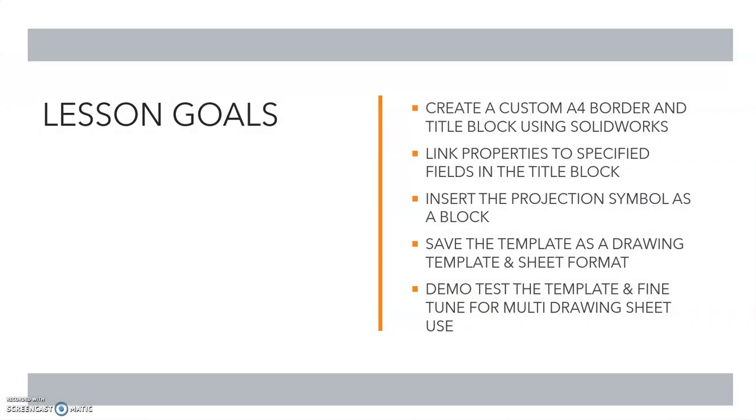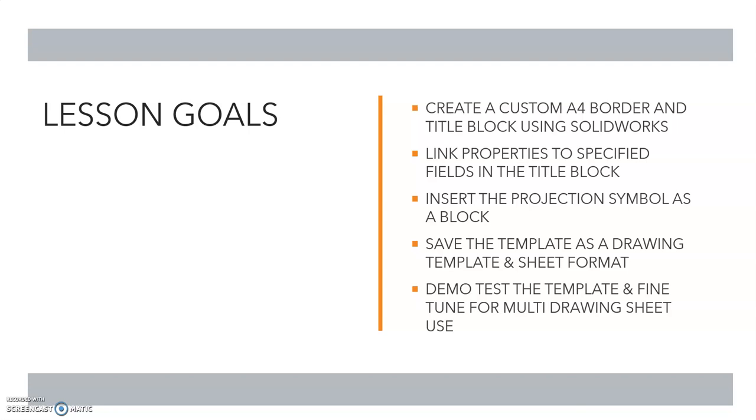So just a quick recap then on the lesson goals. In a moment we're going to start the process of creating a custom A4 border and title block using SolidWorks. In a separate podcast we'll then look at linking the properties to specified fields in the title block so that whenever we bring in our models to the area we can display things like the material, automatically get the title of the drawing come in and so on. We might even have an opportunity there to tag on to that, inserting the projection symbol as a block, so we'll show you from predefined first, third angle projection symbols depending on the drawing we're creating, how to insert those.